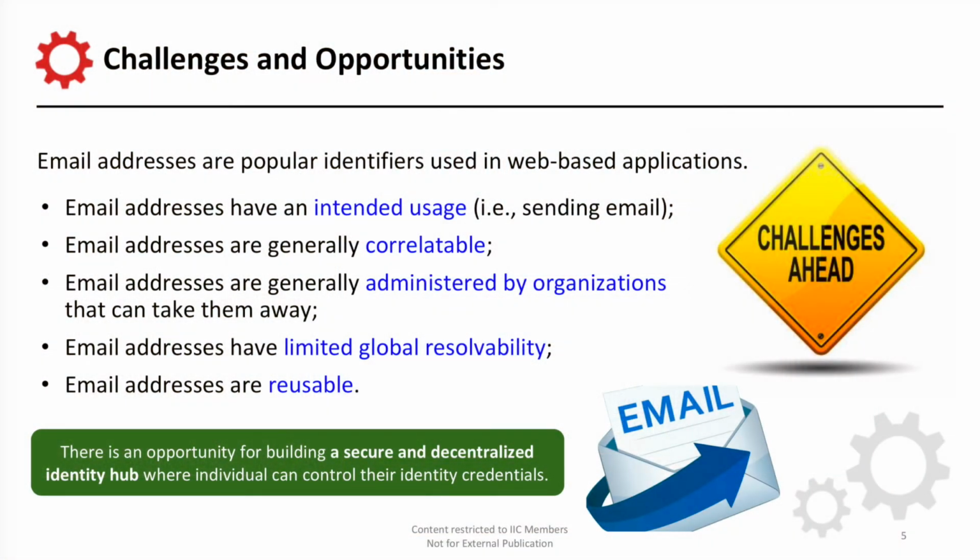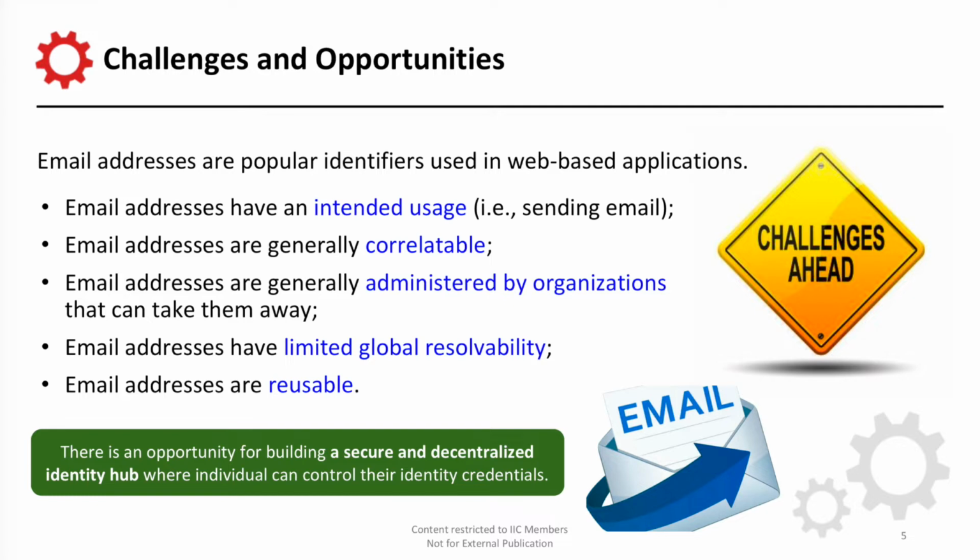Let's see why people want to use decentralized identifiers. That's because existing solutions for identity have certain limitations. Let's take email as an example. Everyone uses it almost every day. The email address is a very popular solution when you log into a service provider's applications. However, the email address has certain properties. The first one is that it has an intended usage, for example just to send an email to the other party. It may not be suitable to use as an identifier in other situations.